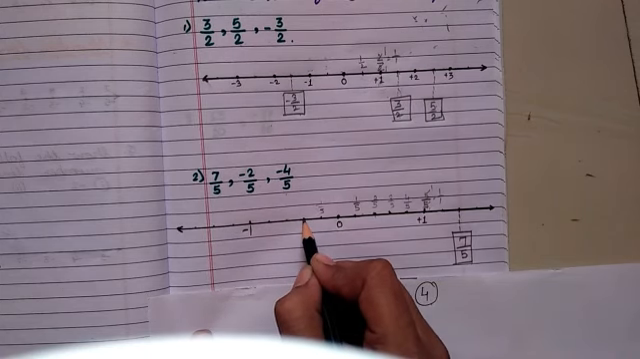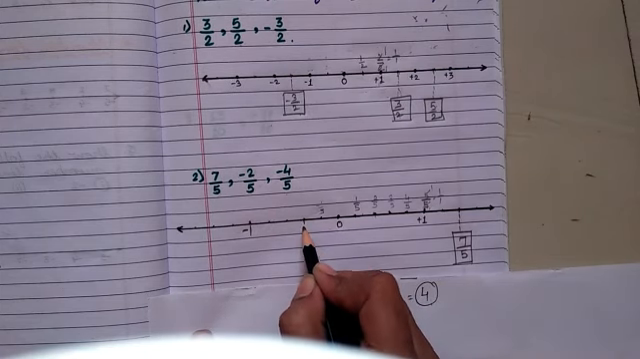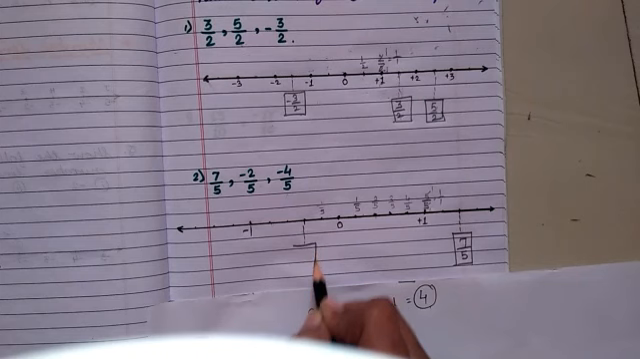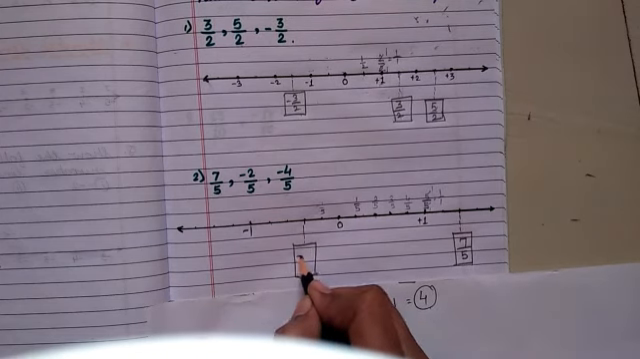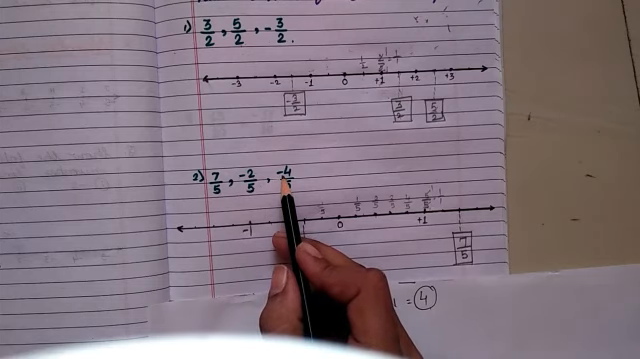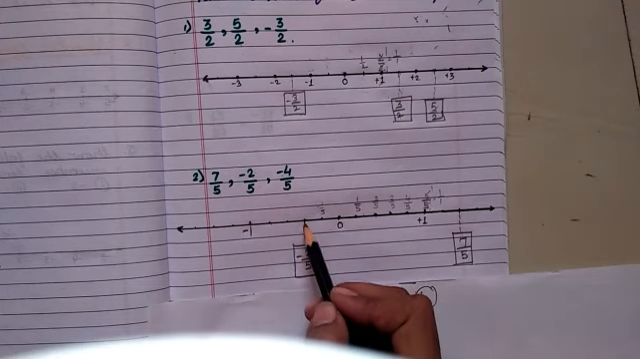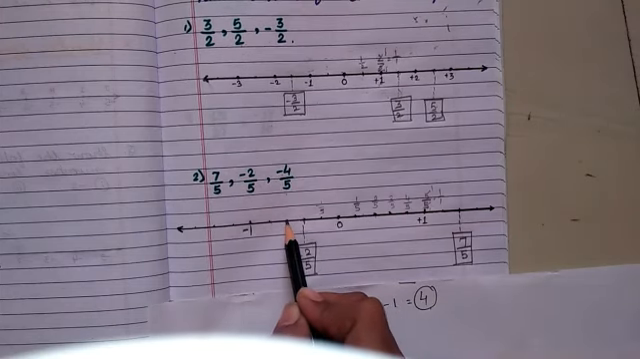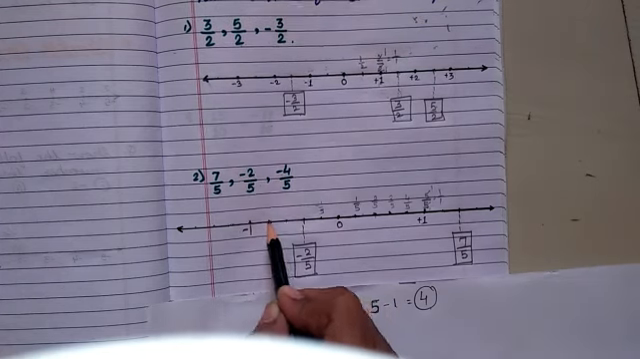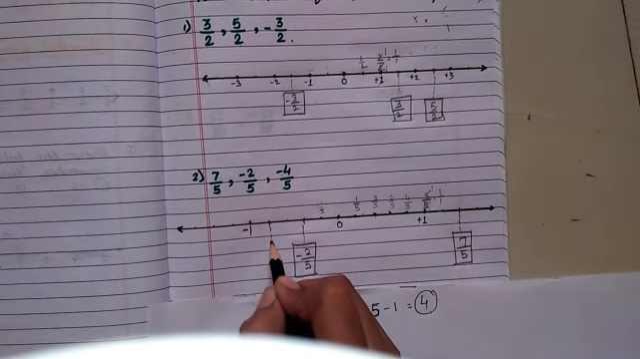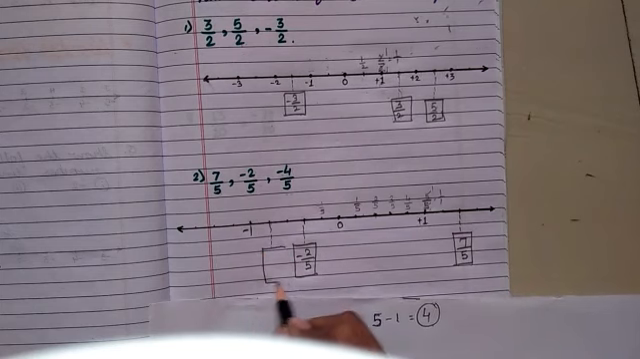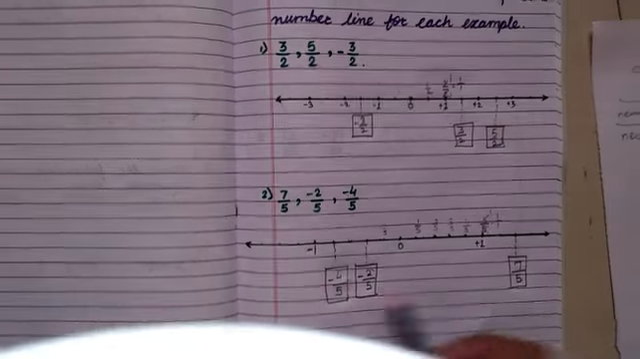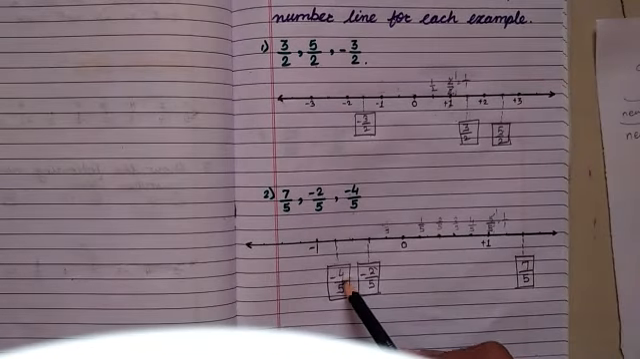And the second dot is the negative 2 upon 5. So this is our second number, negative 2 upon 5. Now the next number is negative 4 upon 5. This is the negative 2 upon 5, negative 3 upon 5, and so this one will be your negative 4 upon 5.